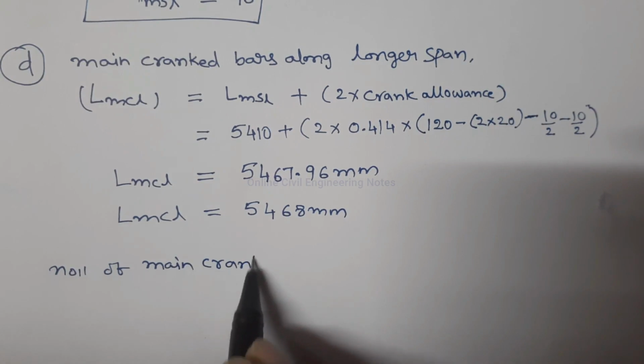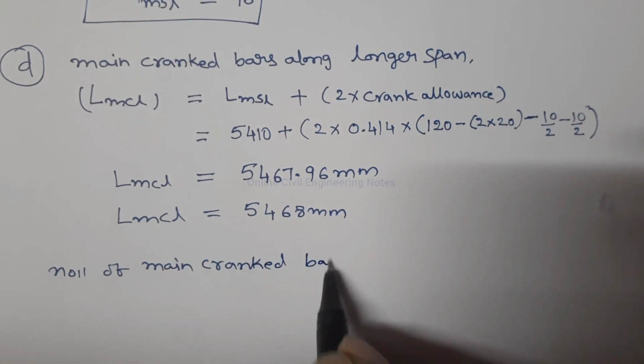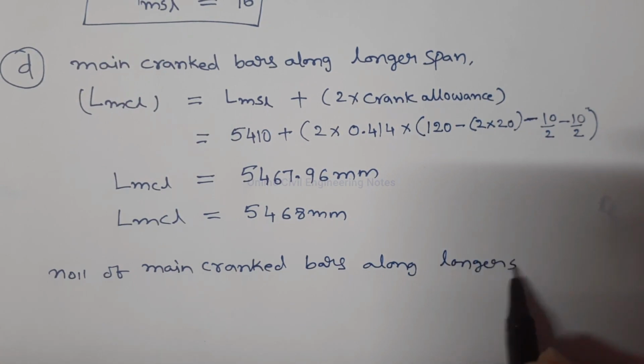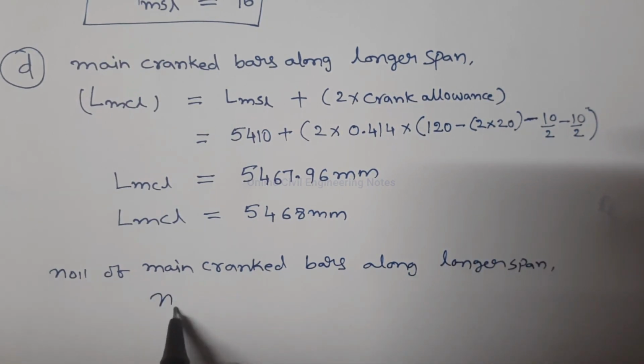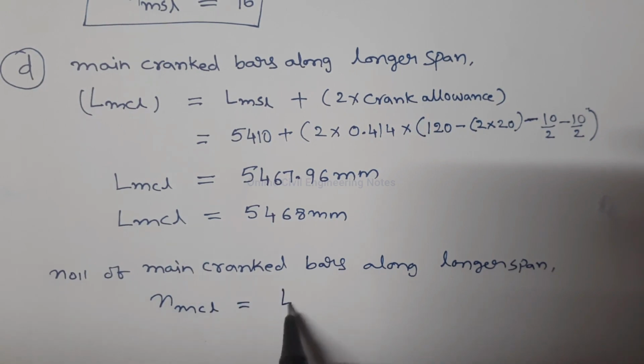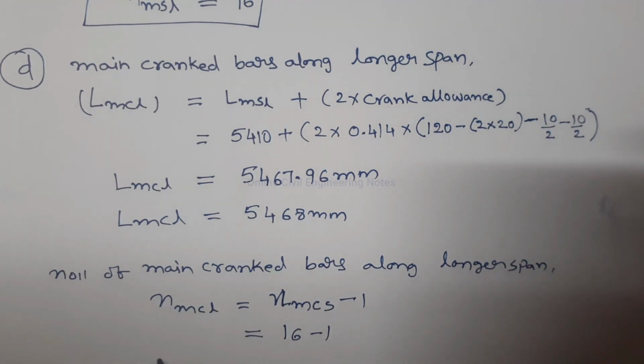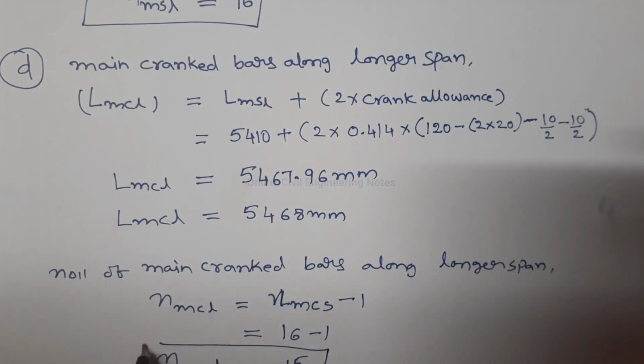And number of main cranked bars along the longer span is equal to number of main straight bars in the longer span direction minus 1. 16 minus 1, which is equal to 15 numbers.